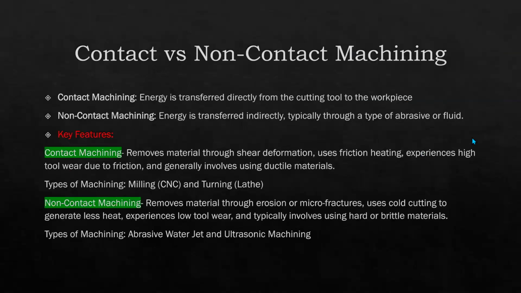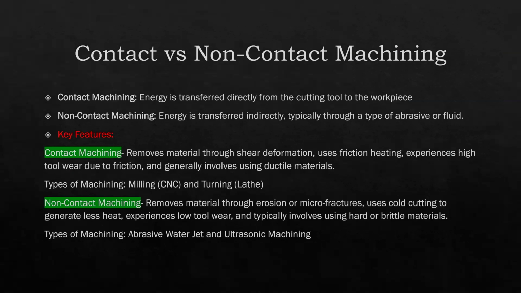All right, so we got contact versus non-contact machining. In contact machining, energy is transferred directly through the cutting tool to the workpiece, whereas in non-contact machining, energy is transferred indirectly, so typically through a type of abrasive or fluid.